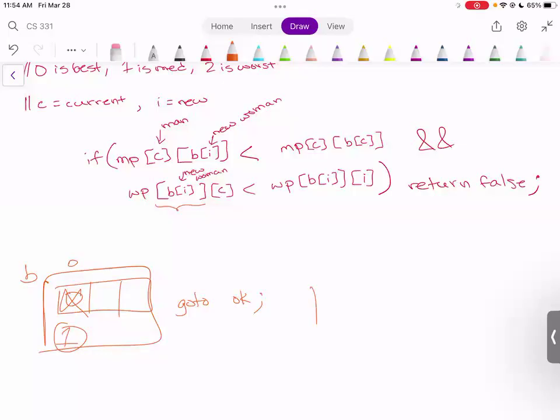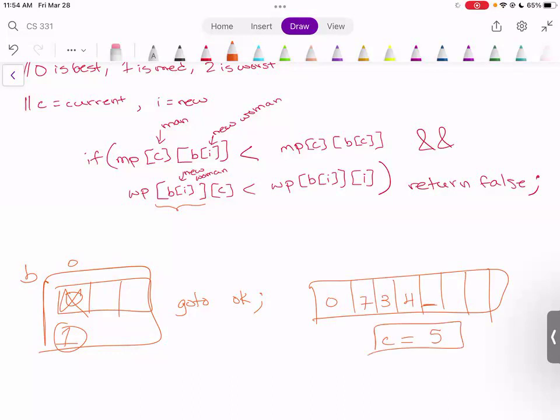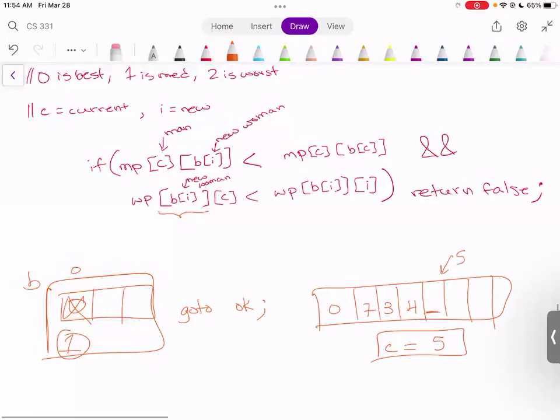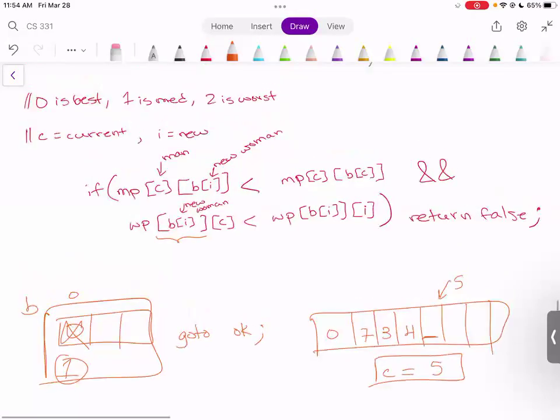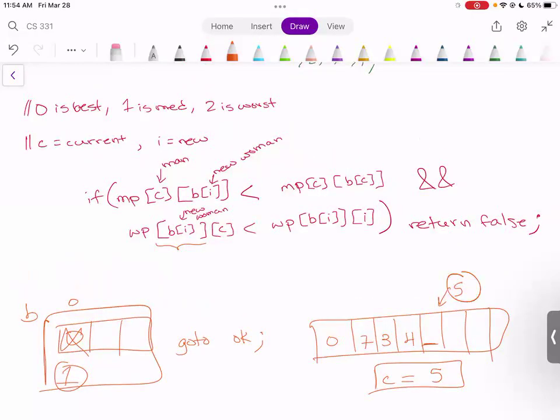It's just like with the 8 queens array. You want to see if these positions are good. So say you have 0, and then you have 7, you have 3, you have 4, and you want to fill in this one with a 5. So C equals 5, right? 5 is what I want to put here. And you're going to be checking, would the OK function pass if I put a 5 there?